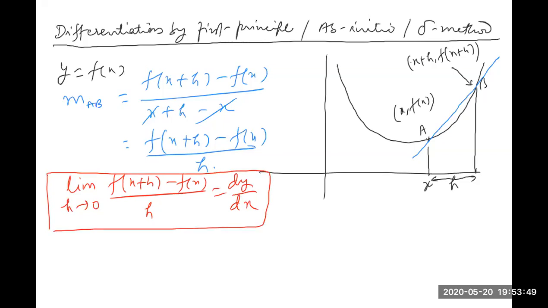Basically here, one more concept I will explain in the next chapter: continuity and differentiability. The same thing I can do on the left hand side also. The point B has to be on the right hand side, but the point can be on the left hand side also. Then this will be x - h.